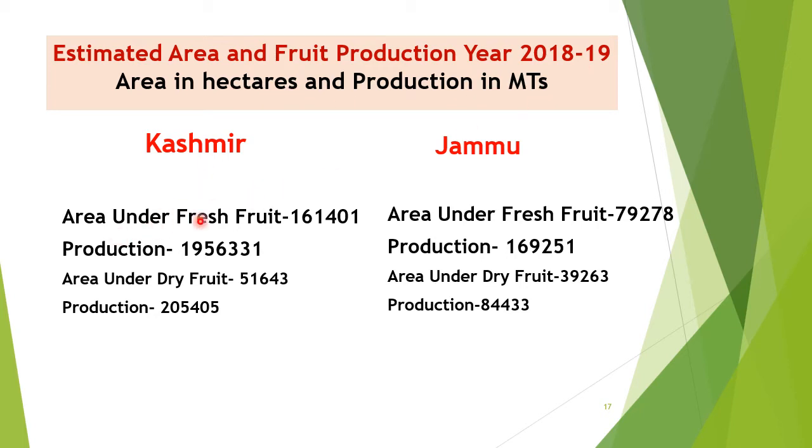Kashmir, area under fresh fruit is 161,401 hectares. Production is 195,631. Area under dry fruits is 51,643 hectares, and the production is 205,405. In Jammu, area under fresh fruits is less, 79,278. Production is 169,251. Area under dry fruit is 39,263 and production is 84,433 metric tons. So there is a distinction between Kashmir and Jammu as per their climate also.